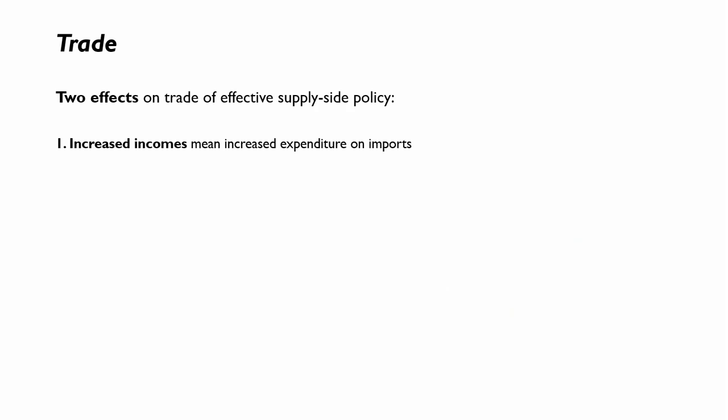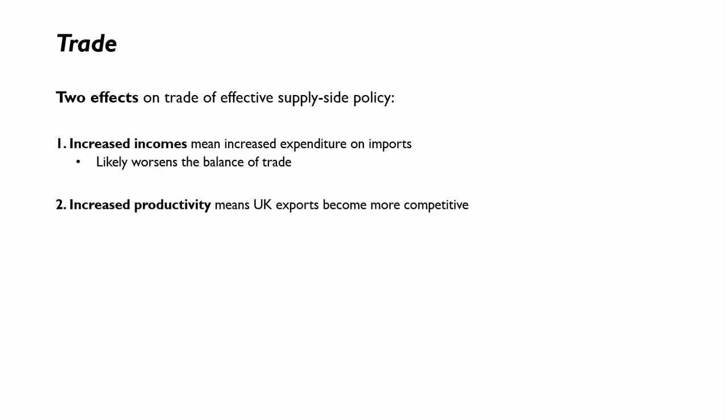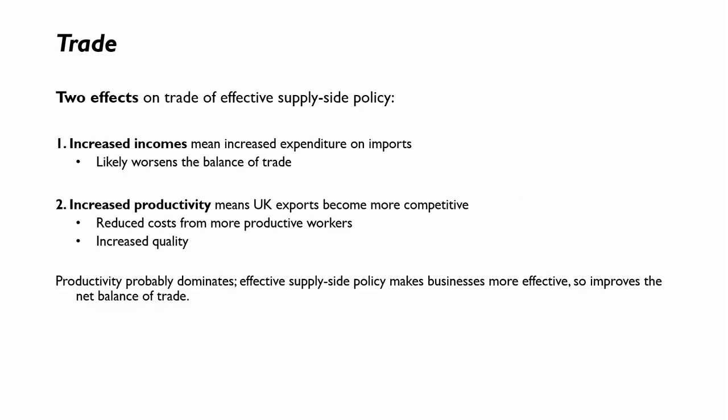Trade is a bit trickier. On the one hand, effective supply-side policy is going to increase incomes in an economy, and that's going to mean increased expenditure on imports, worsening the balance of trade. On the flip side, though, and probably much more significant, effective supply-side policy by definition means greater productivity for UK firms. That's going to make UK exports more competitive. They're either going to be cheaper because costs go down, or they're going to be increased quality, and probably both. We're going to see more innovation, more development. That's going to be the dominant effect. Effective supply-side policy makes our firms more effective, and so it's probably going to improve our net balance of trade.